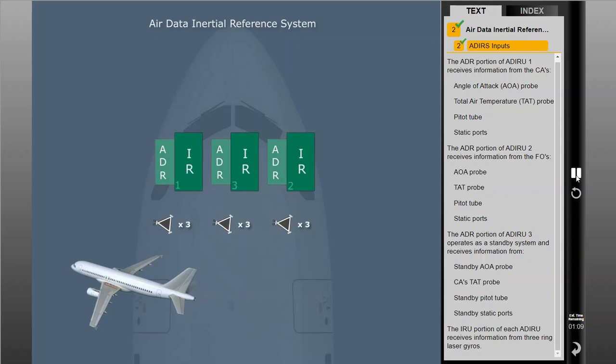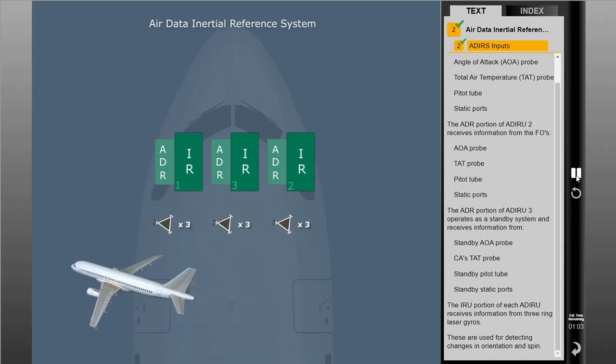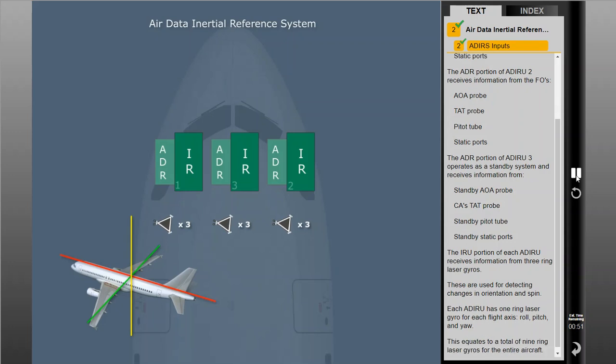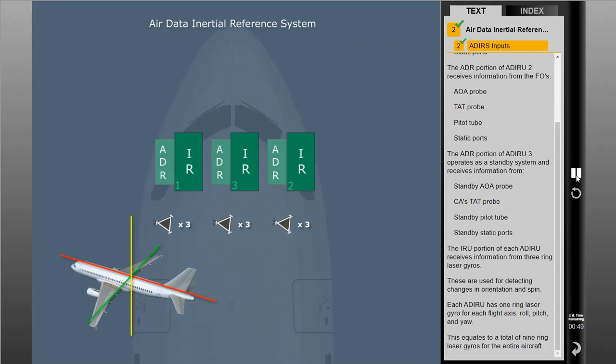The IRU portion of each ADIRU receives information from 3 ring laser gyros. These are used for detecting changes in orientation and spin. Each ADIRU has 1 ring laser gyro for each flight axis, roll, pitch, and yaw. This equates to a total of 9 ring laser gyros for the entire aircraft.